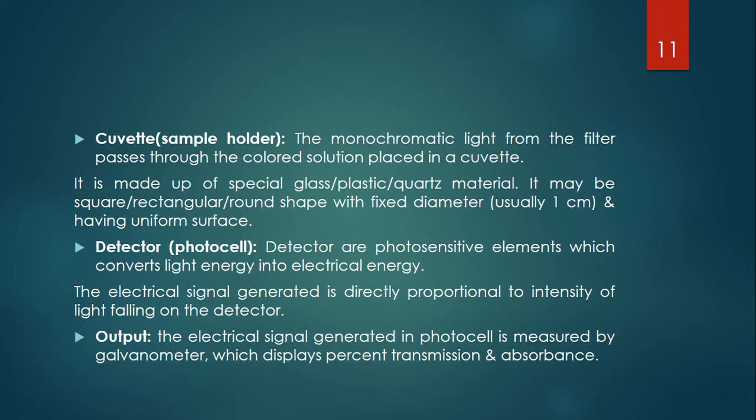Next is detector or photocell. These are photosensitive elements which convert the light energy into electrical energy. The electrical signal generated is directly proportional to the intensity of the light falling on the detector. The electrical signal generated in the photocell is measured by the galvanometer, which displays the percent transmission or absorbance, and this we can read on the output window.